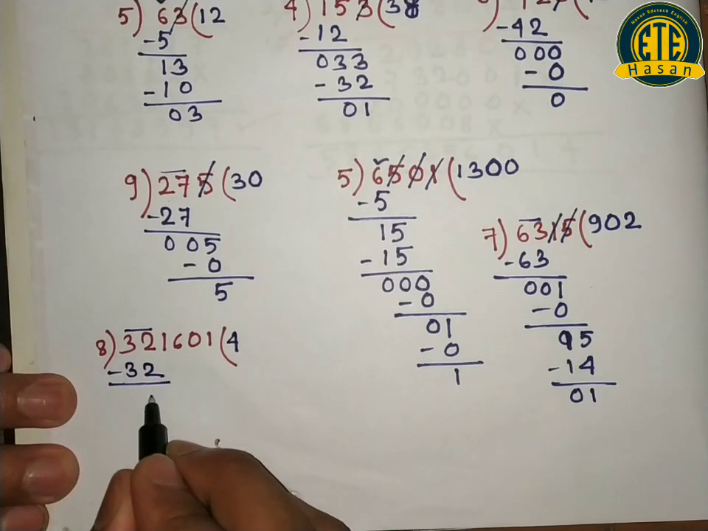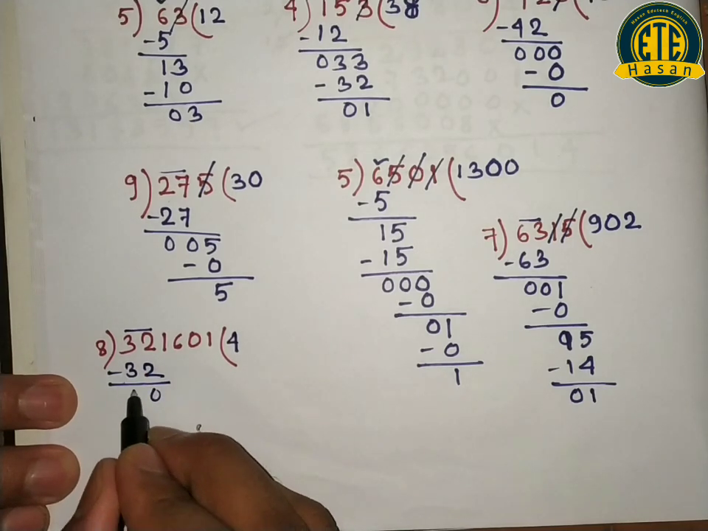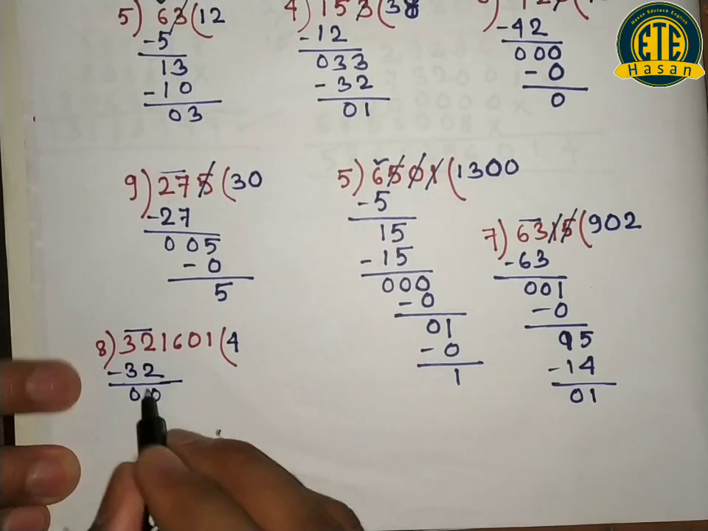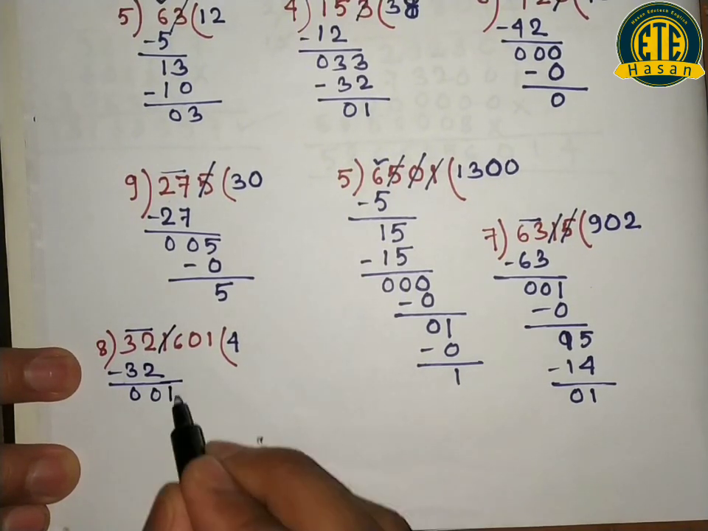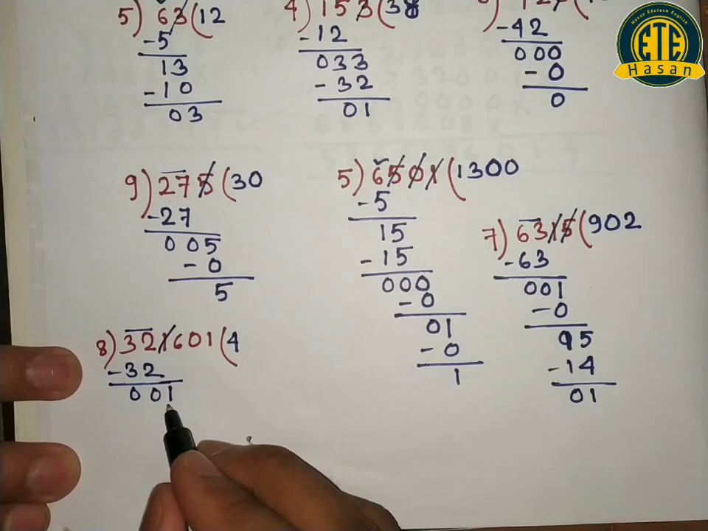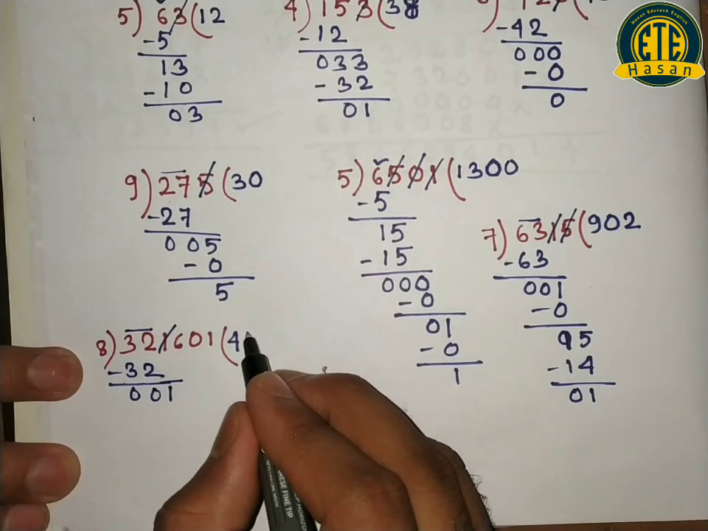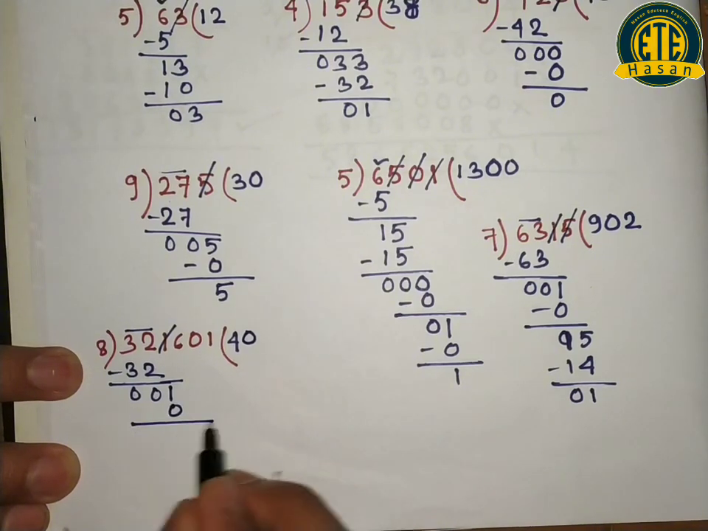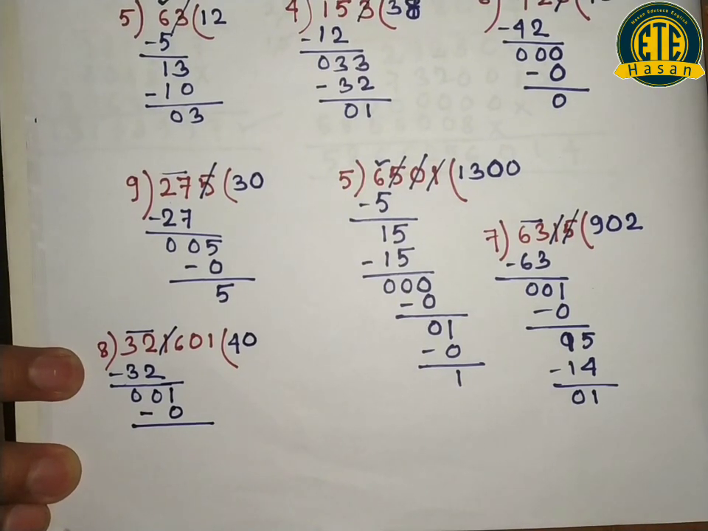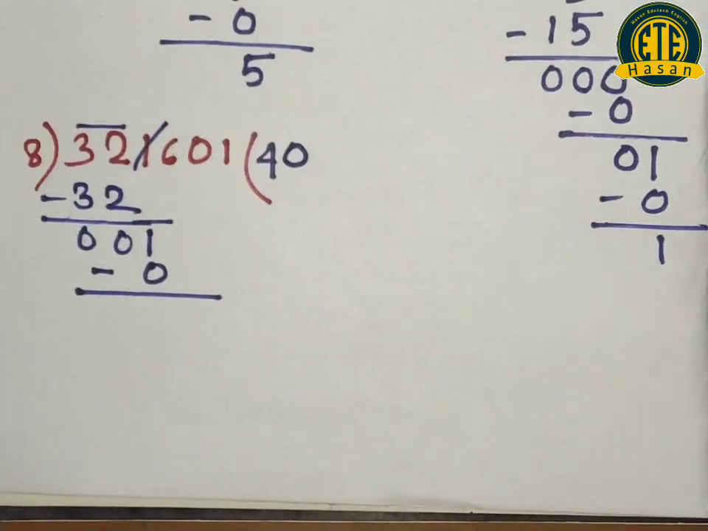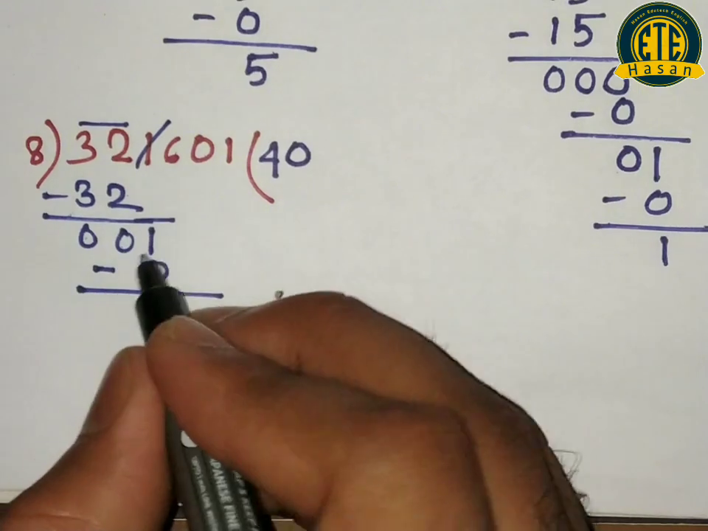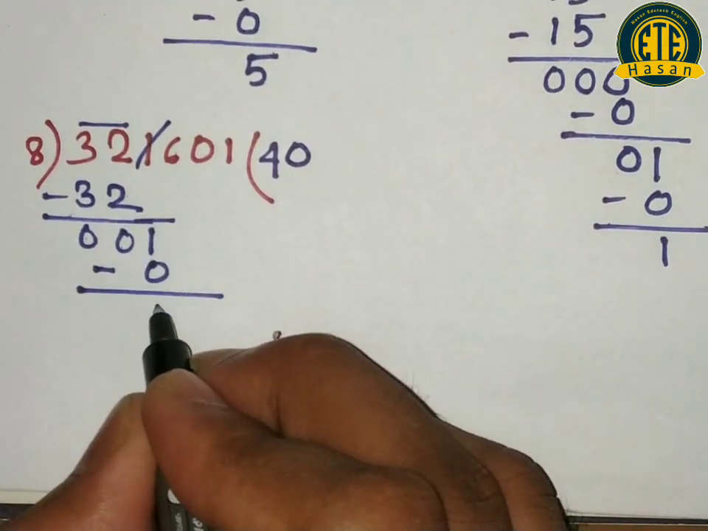Subtract it. 2 minus 2 is 0, 3 minus 3 is also 0. After subtracting, I will note down from here. Here is 1. I note it down here. Now count 8 for 1 or below 1. 8 zeros are 0. Is it visible? Wait, zoom out. Okay. 8 zeros are 0. 1 minus 0 is 1.